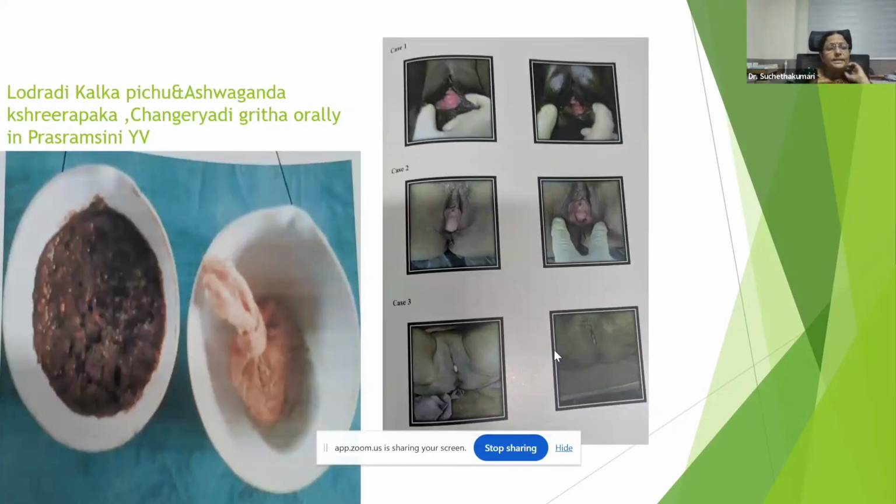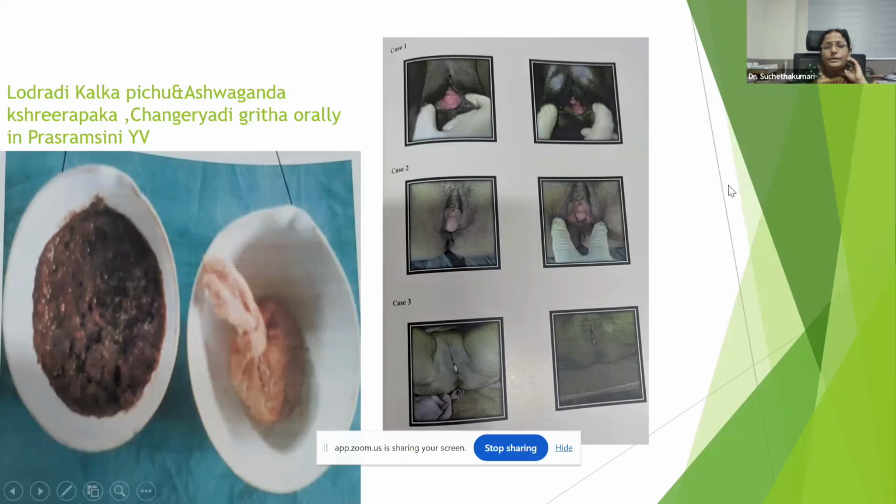So the next example is the Lodradi Kalkapichu and the Ashwagandha Kshirapaka and the Changeryadi Grita orally in Prastramsini Yoni Vyapat. Here also you can see the effect.